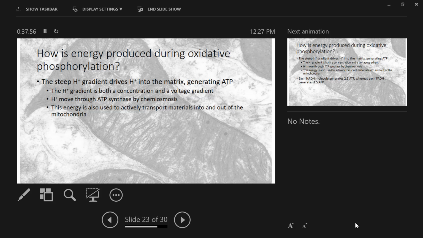Yeah, I was going to ask where they go. They can only go through ATP synthase. That's how they release the gradient? Yes. Yep. You bet.